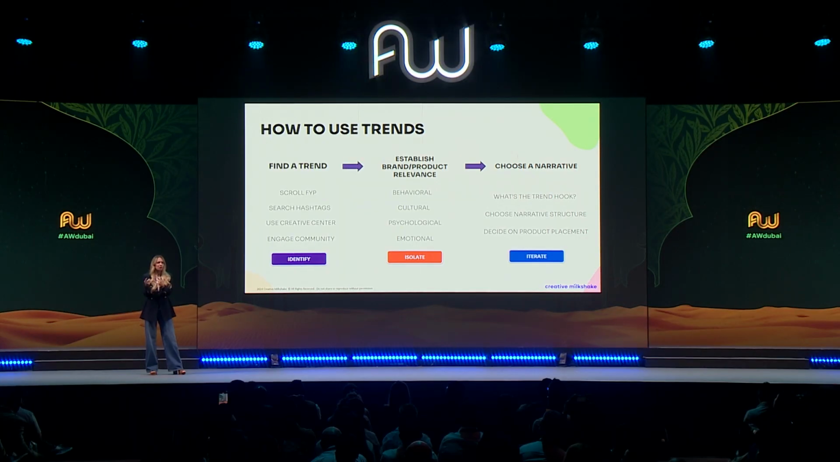Step two is isolate it and ask yourself, how does this relate to my product or the problem I'm solving? In what way? Is there a relevance around behavior? Is it a cultural relevance because it relates to the audience I'm targeting? Is it a psychological or emotional relevance? So kind of isolate what that variable is. And then choose a narrative. So what is the hook of the trend that you can use? And then create that narrative structure around it and decide, how am I going to place my product within that narrative?